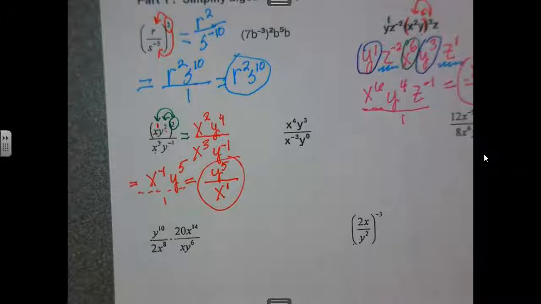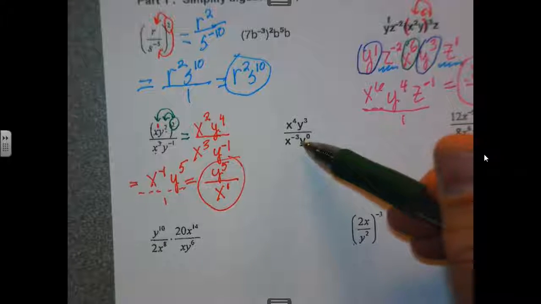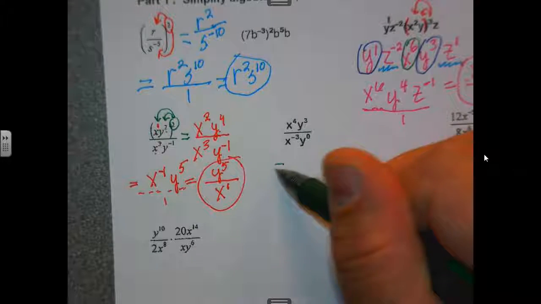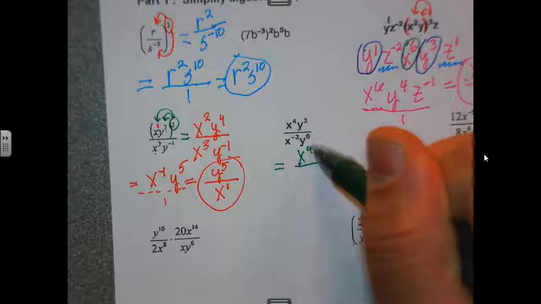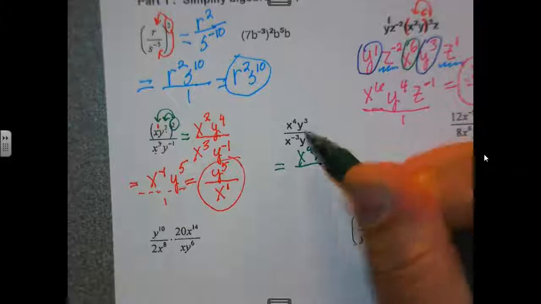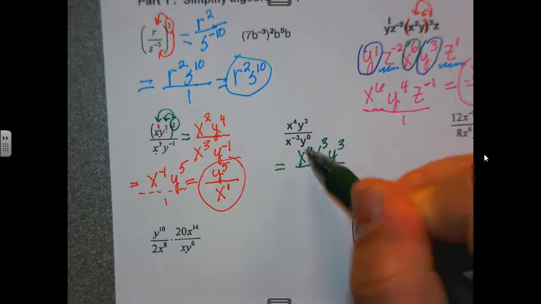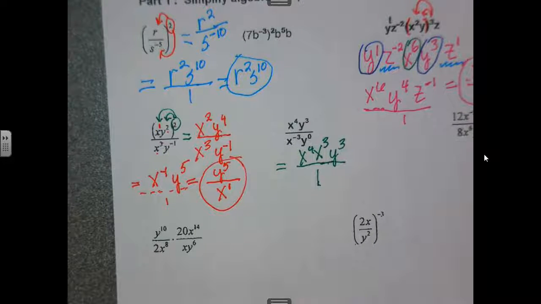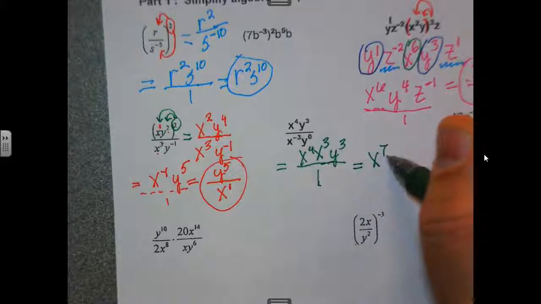Got it? Now, there is another way of doing these. Everything that's negative, you can make positive before you start subtracting. So here's x to the fourth. I could bring this x to the negative 3 up here, x to the 3, y to the third, and actually, I have y to the 0, that's just 1. Now you just add the 3 and the 4. So I get x to the 7th, y to the 3rd.